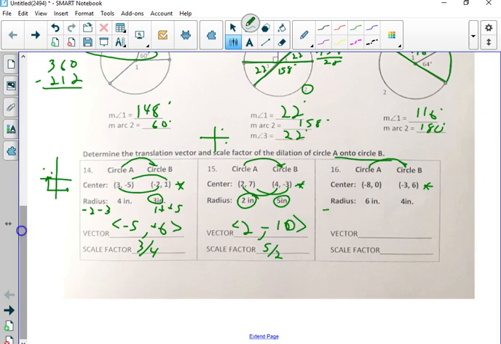Okay, negative 3 minus negative 8, which means plus. That's 5. 6 minus 0, well, that's just 6. And then, again, 4 over 6, or 2/3. Either one is appropriate. I'll accept either answer.